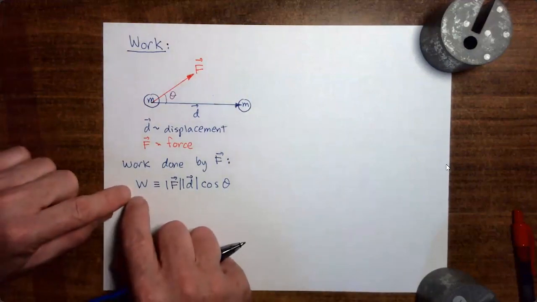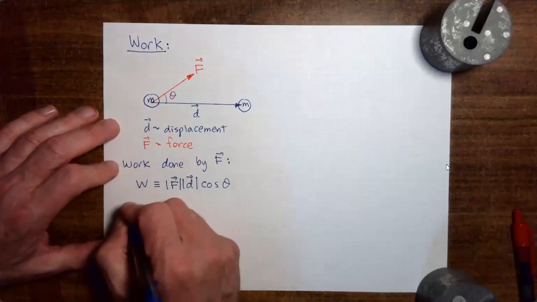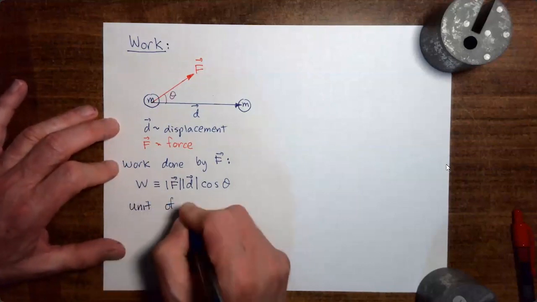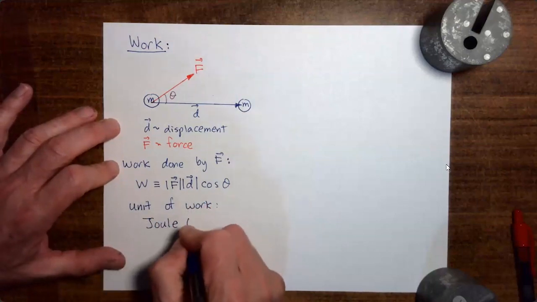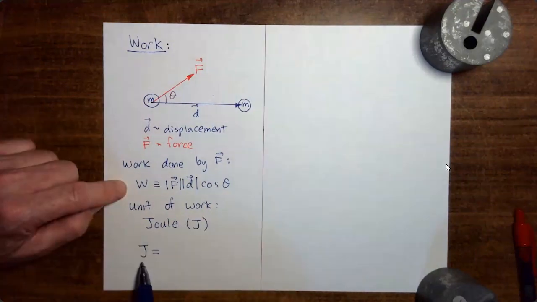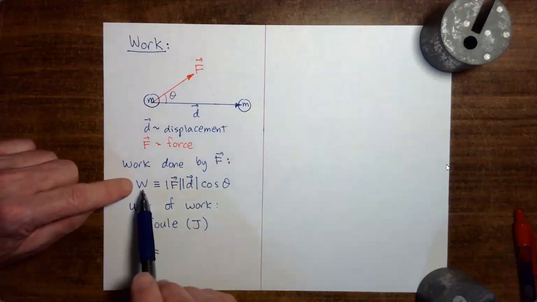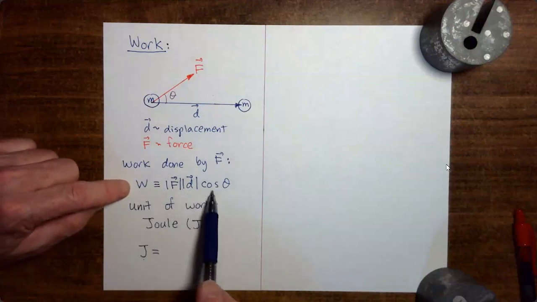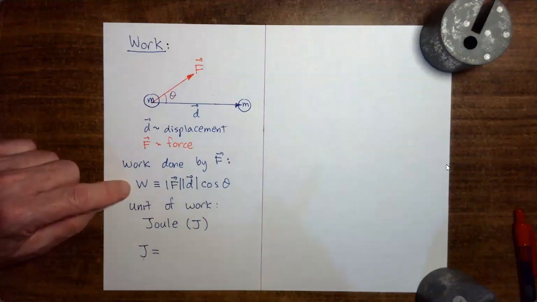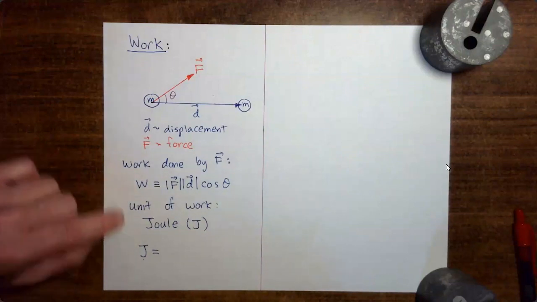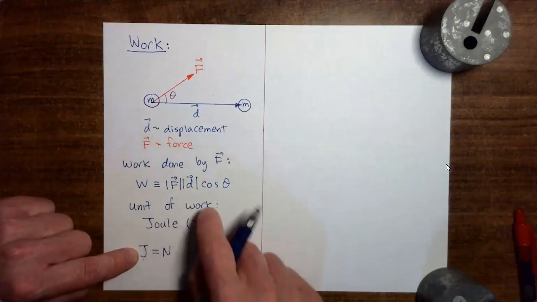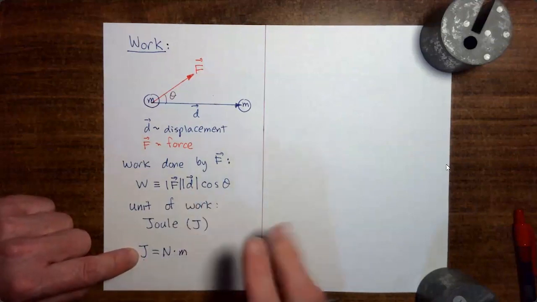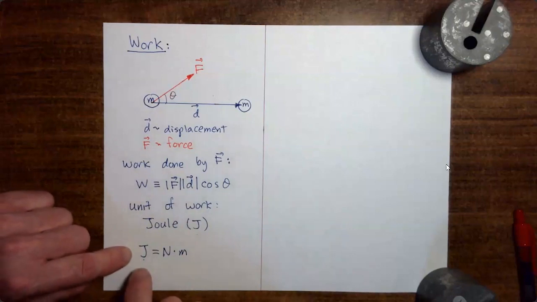Work has its own unit. The unit of work is the joule. The symbol for joule is capital J. So joule is the unit of work, and we can see that work is equal to a force times a distance times cosine of an angle. So in order for our system of units to be consistent, the unit of work, which is joule, has to equal the unit of force, which is Newton, times the unit of distance, which is meters. The cosine is dimensionless, so we have then that a joule is equal to a Newton meter.